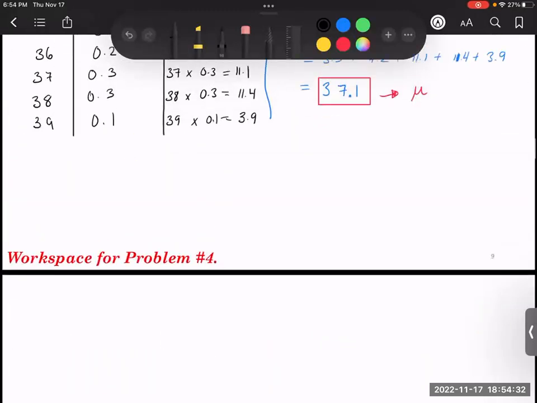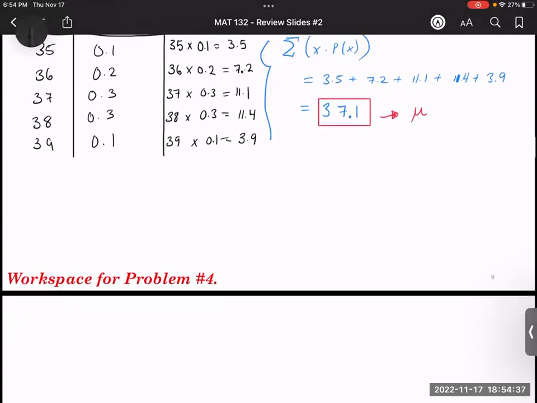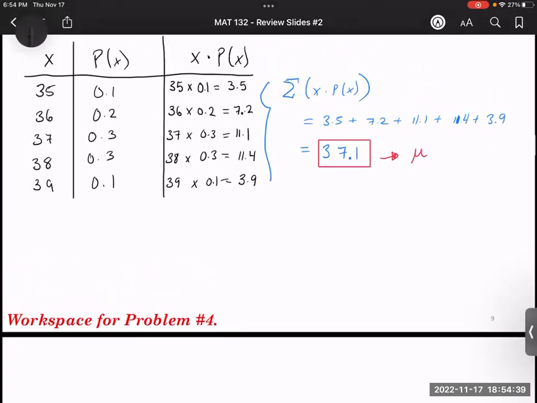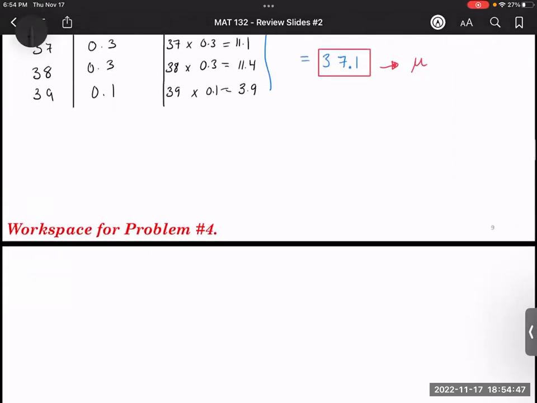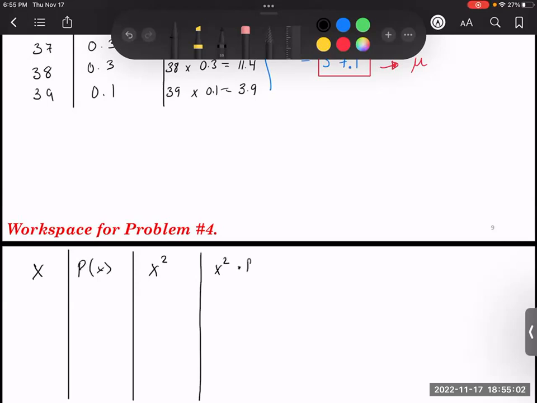So I'm going to scroll down a bit. The difference between the first table and the second table is that it now includes an x squared, and the x squareds are going to be multiplied by the probabilities. Your x and p of x stay the same, so I have to recopy those numbers in a moment. But now you're going to have x squared, followed by x squared times p of x.